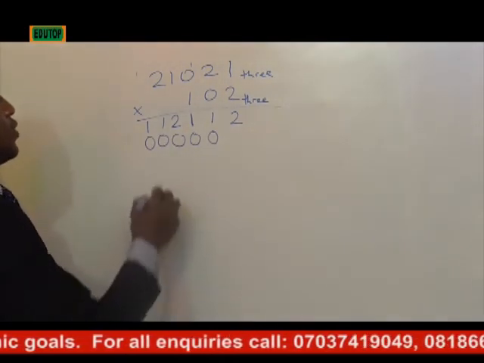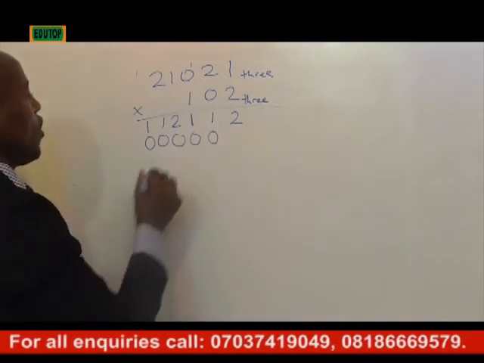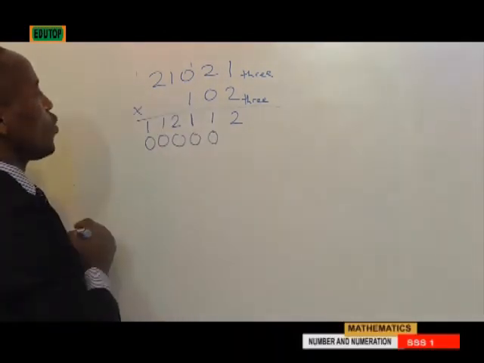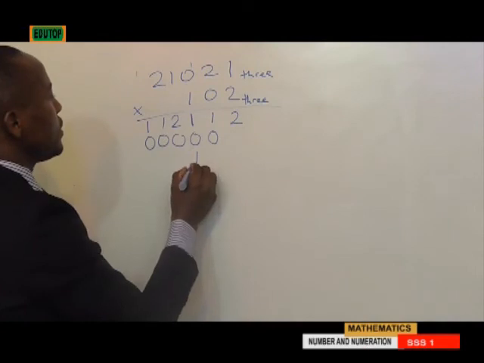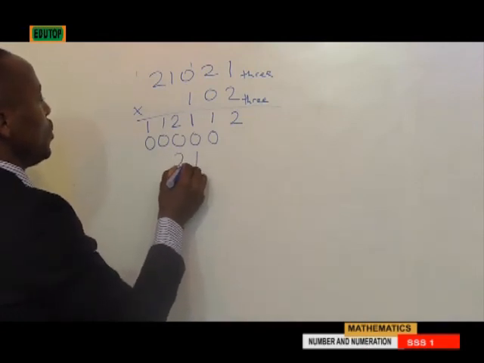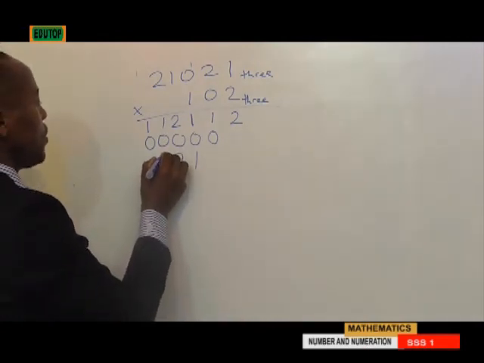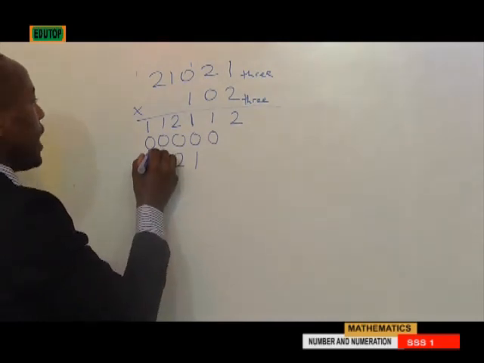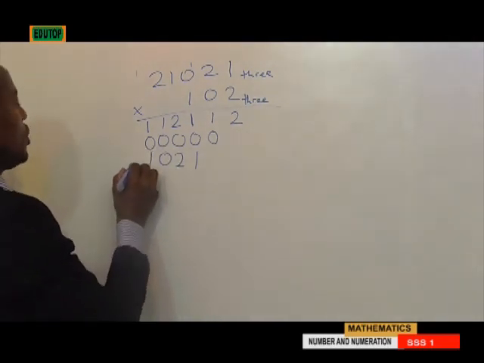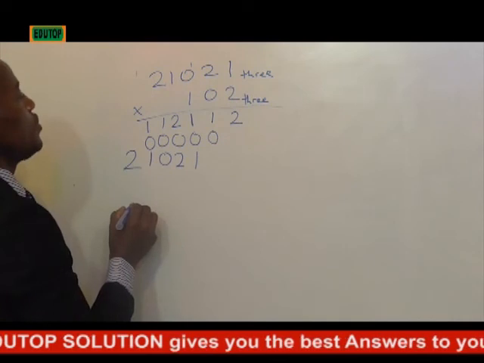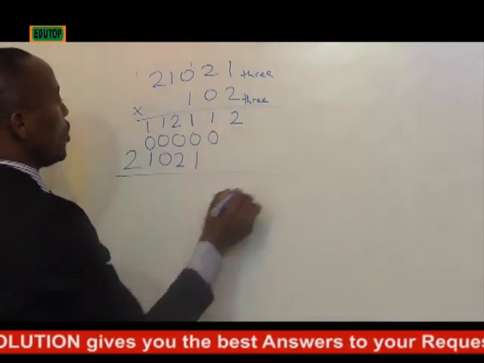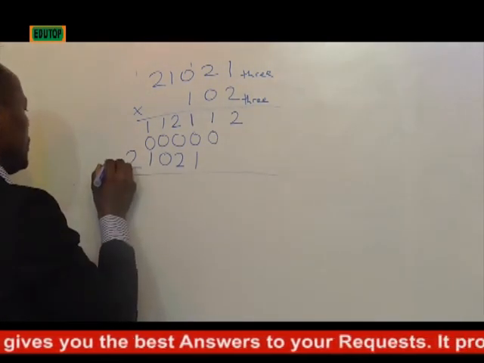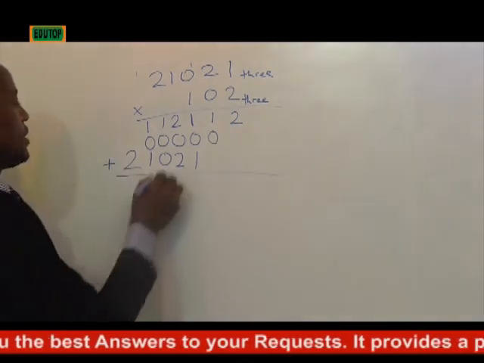Okay, now we are going to start with this 1. 1 times 1 is 1, 1 times 2 is 2, it's not up to 3. 1 times 0 is 0. 1 times 1 is 1. 1 times 2 is 2. All these values are not up to 3. We now add all these our answers.